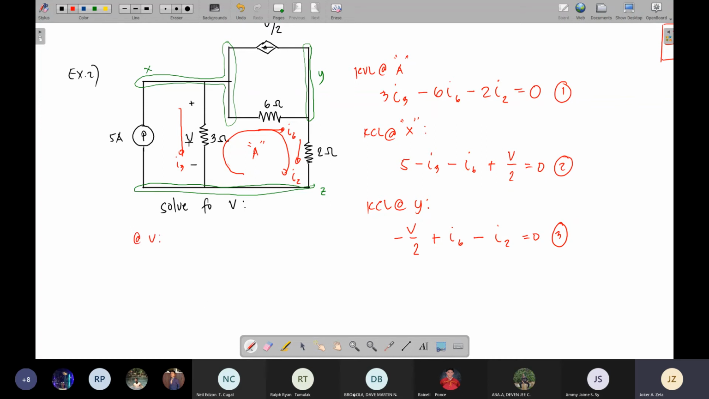Now, from Ohm's law, di ba, V is equal to I times R. So, we can have V is equal to I times R, I3, times 3 ohms. Di ba? Mao man yung current sa 3 ohm resistor. Okay? Or we can have this as, pwede tani, I3 is equal to V over 3. Dara ato ang fourth equation.